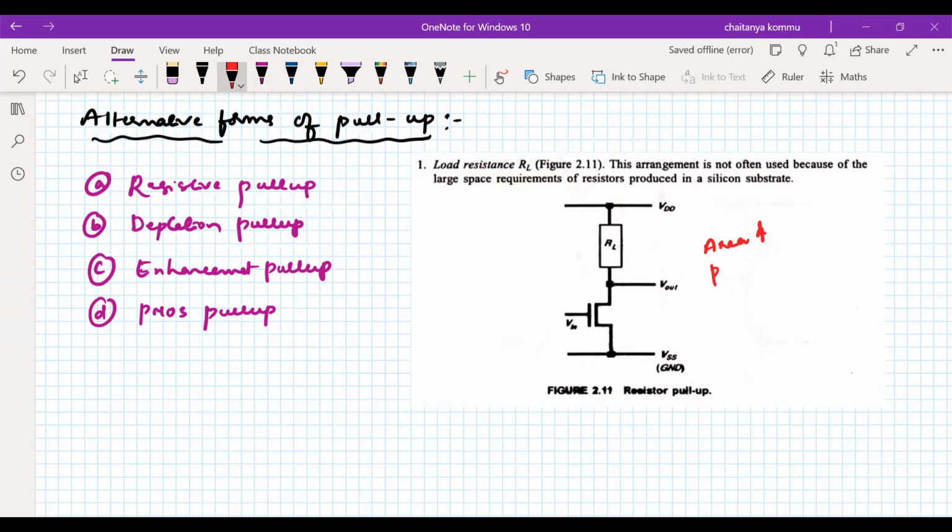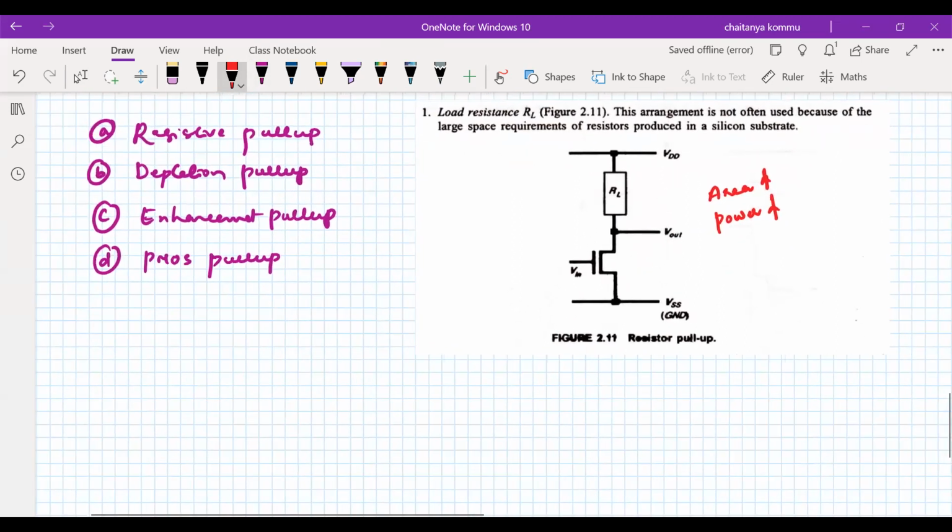And the power consumed by the circuit is also very high at this point for the inverter. So normally when the sizes of the NMOS transistor and the resistor are large, large space is required for the resistor in an IC. Okay, so that's what we have to remember. And one more thing is that you cannot find the VOL output low value comfortably.